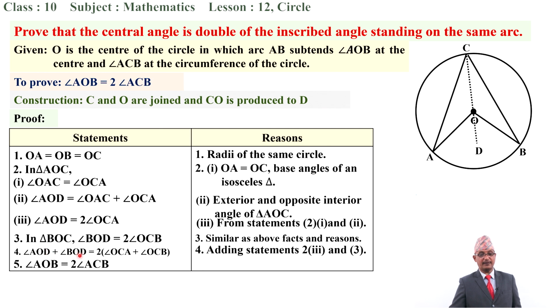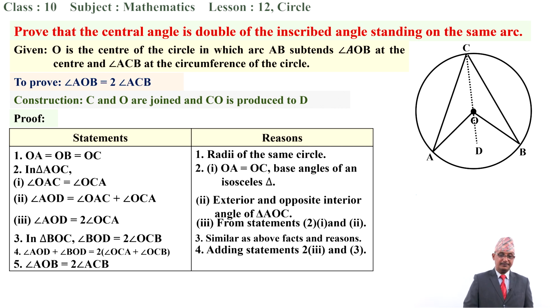So, in 5, what do we say? Angle AOD plus angle BOD. AOD means this, BOD means this. If I add these two angles, I get angle AOB. Similarly, OCA means this angle, OCB means this angle. If I add these two angles, I get angle ACB. So, 2 times of angle ACB.